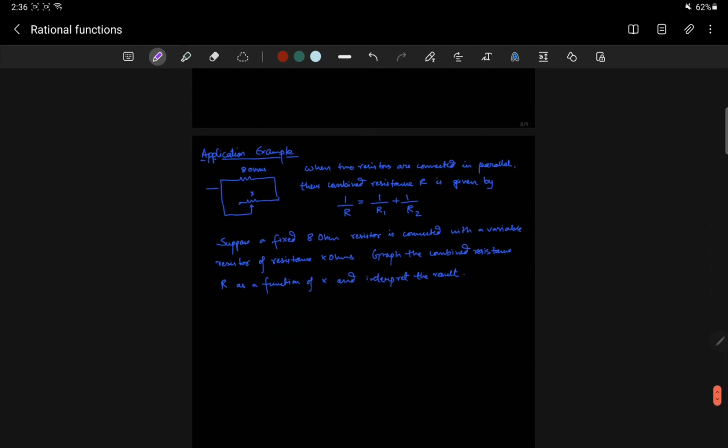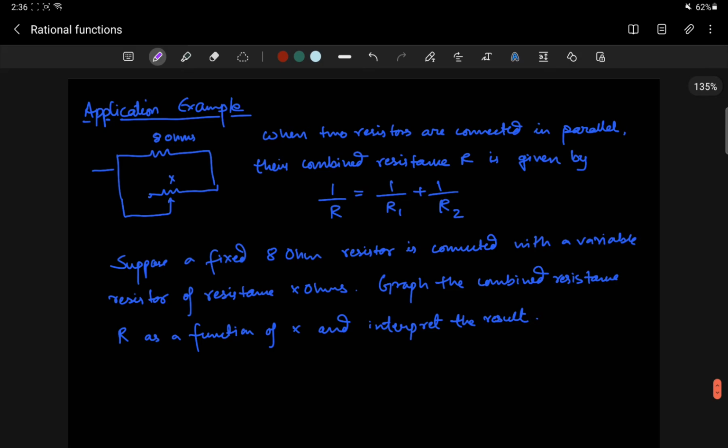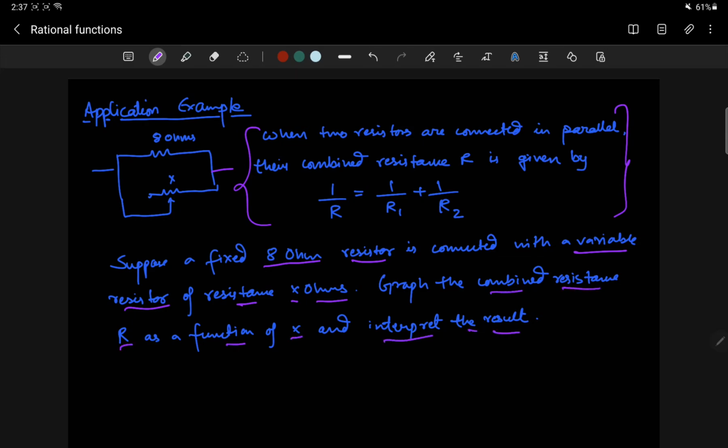Now let's look at an application problem. One application problem is from electricity or resistances. The first part is just information that you don't have to know or have any background in. It just says when two resistors are connected in parallel, their combined resistance R is given by 1 over R equals 1 over R1 plus 1 over R2. Now it says suppose a fixed 8 ohm resistance is connected with a variable resistance of x ohm. Graph the combined resistance R as a function of x and interpret the result.